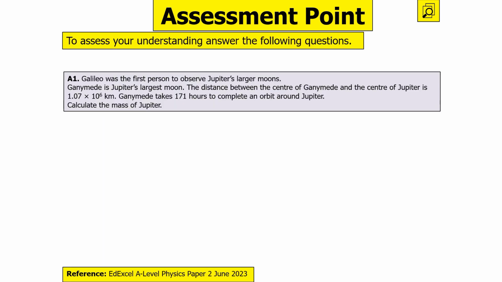The next question said Galileo was the first person to observe Jupiter's larger moons. Ganymede is Jupiter's largest moon. The distance between the centre of Ganymede and the centre of Jupiter is 1.07 times 10 to the 6 kilometres. Ganymede takes 171 hours to complete an orbit around Jupiter. Calculate the mass of Jupiter. So pause the video now, then unpause the video when you want to go through your answer.